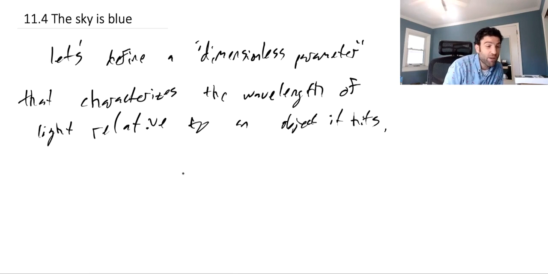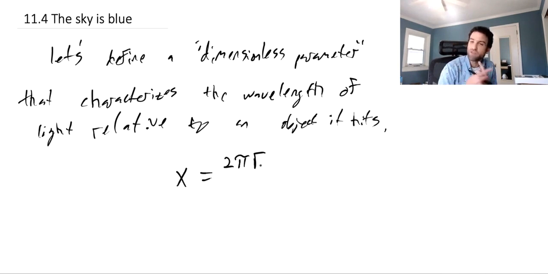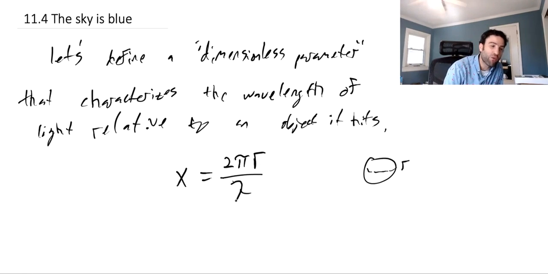And the particular number that I'm going to define, let's choose the letter x. It doesn't matter what this letter is. It'll be something like the circumference of a spherical object, so 2 pi times r, imagining that light is going to hit a sphere of radius r, divided by the wavelength of light that's hitting it. We're not going to give this dimensionless parameter a name. When we were thinking about fluid flows, we had the Reynolds number. This dimensionless parameter doesn't get a name, it just helps us think about things.